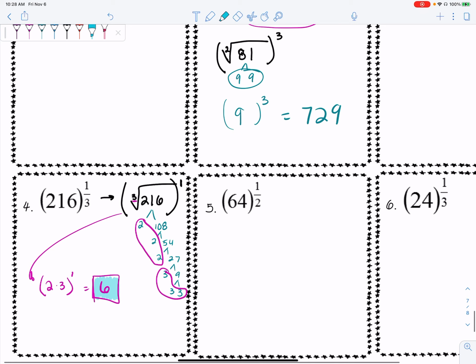And that is simplifying radicals as well as fractional exponents.